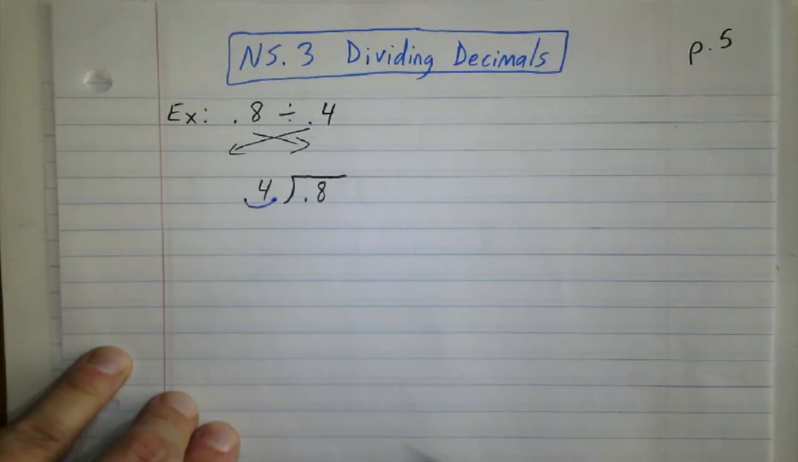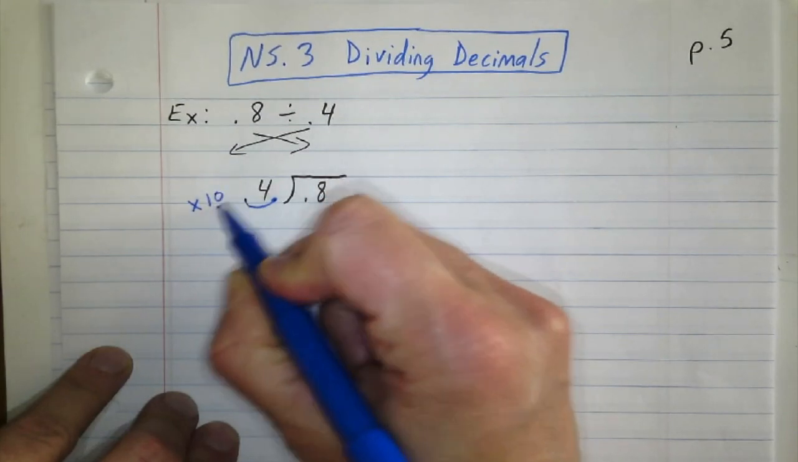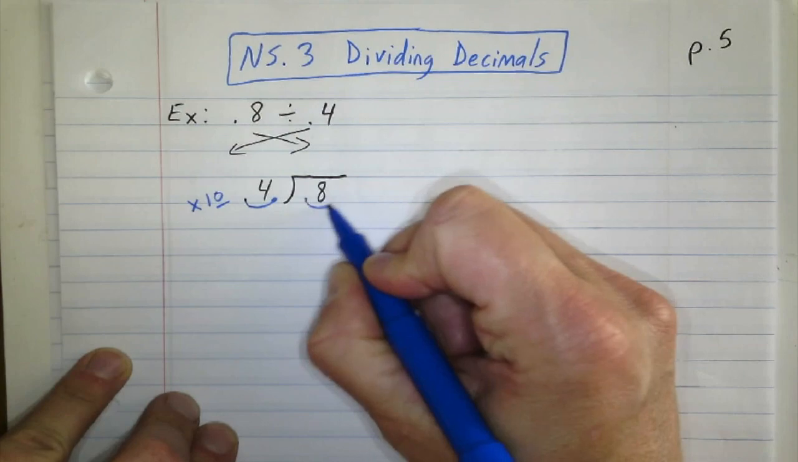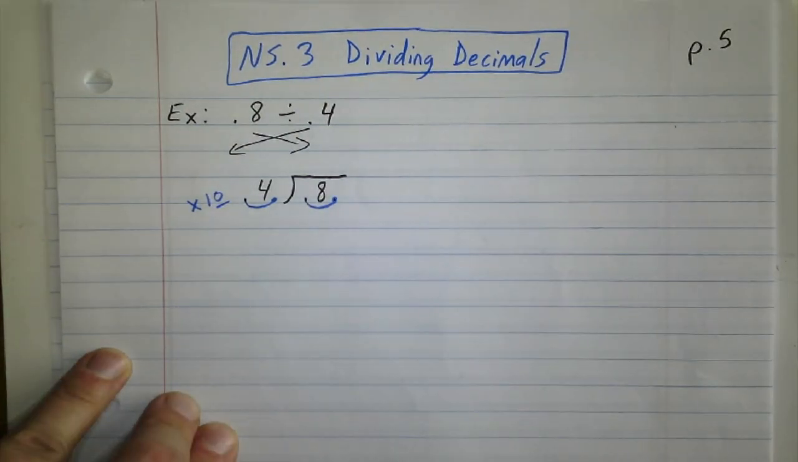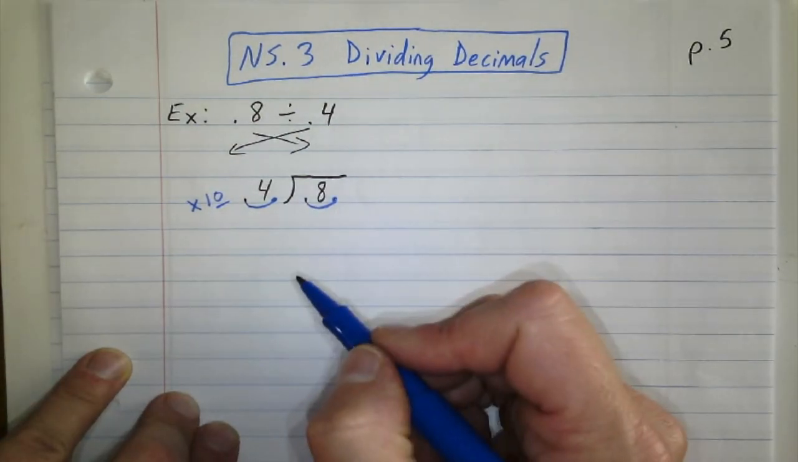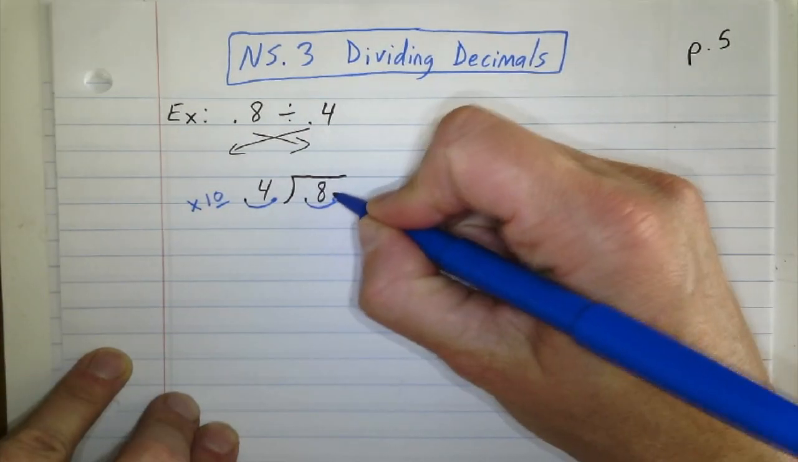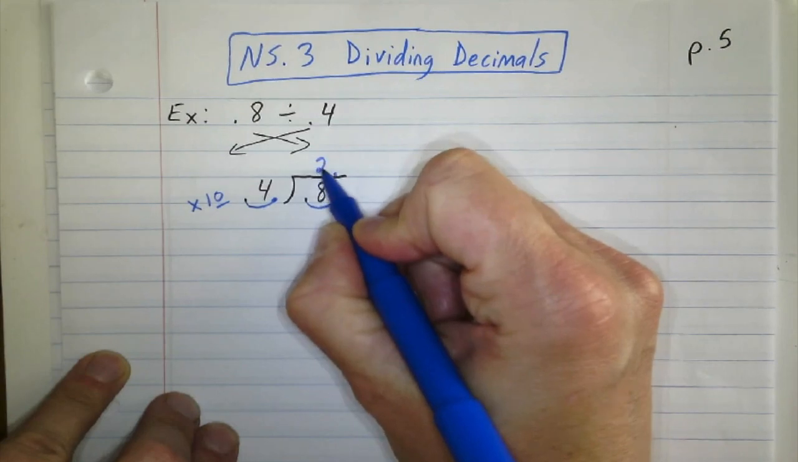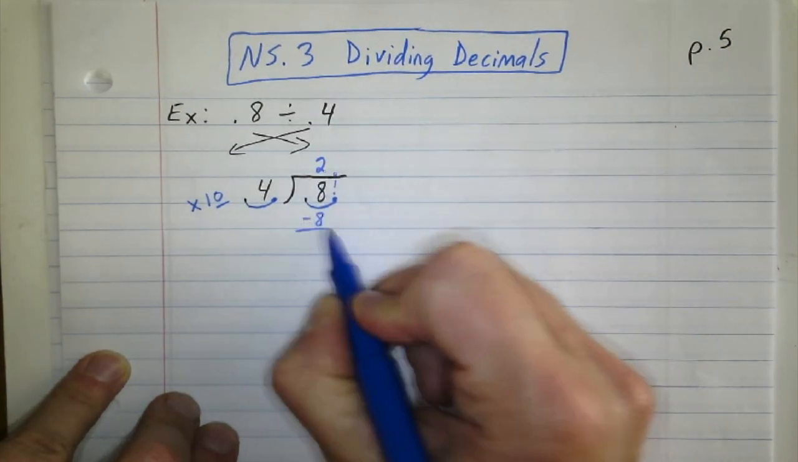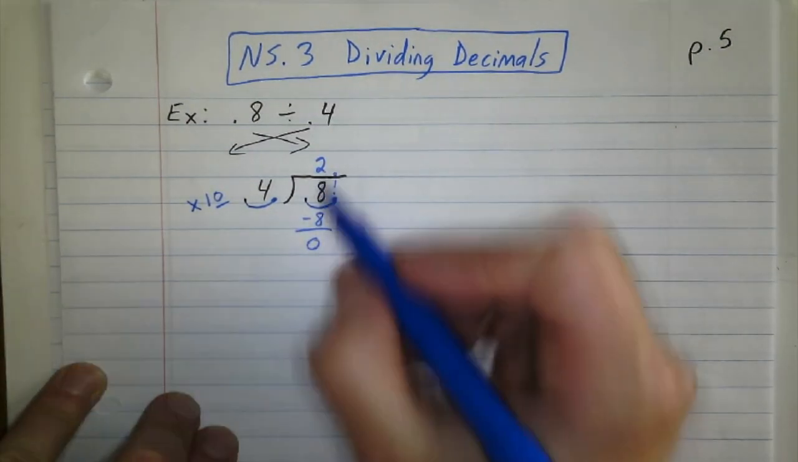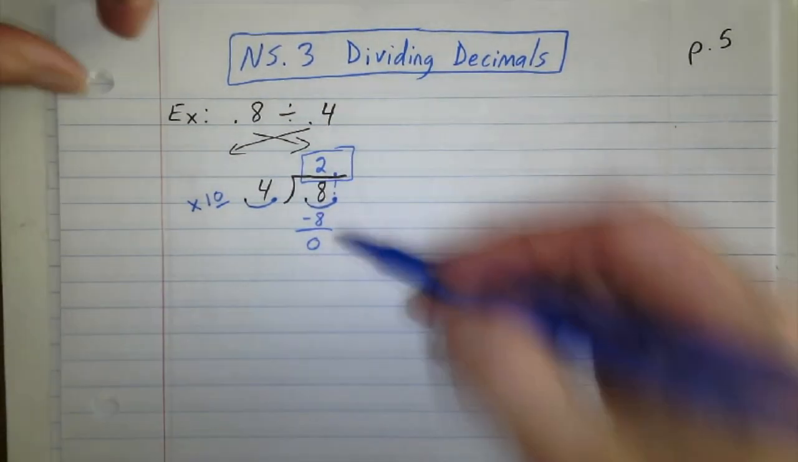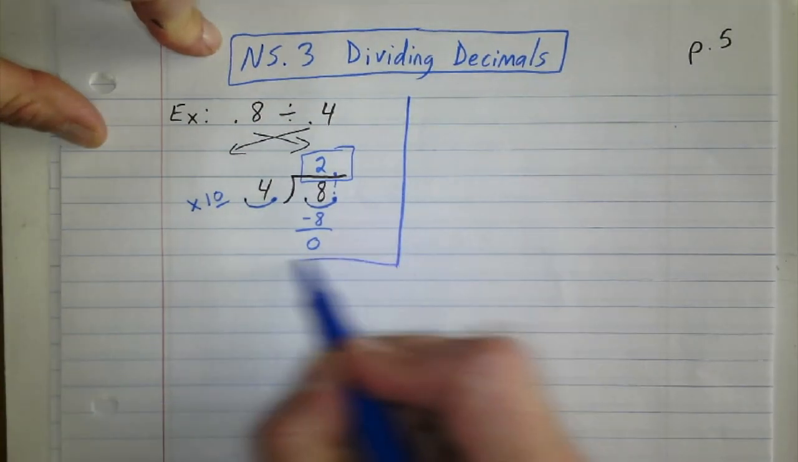If you're moving it over 1, it's like taking it times the power of 10. Whatever you do to the outside, you got to do to the inside. So you move it over, and I like to make the new decimal a little bit bigger so now I can see which direction I moved it. The decimal goes straight up in your answer, straight up into your answer. 4 times 2 is 8, subtract, and you are done. Your answer is 2 or 2 point, but it's really just 2. Draw a little box here.